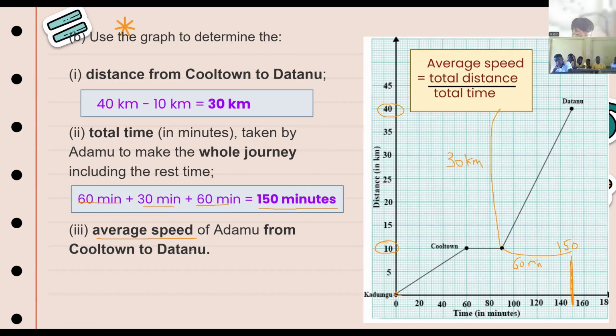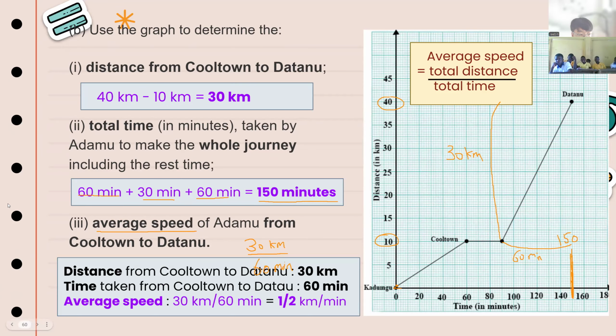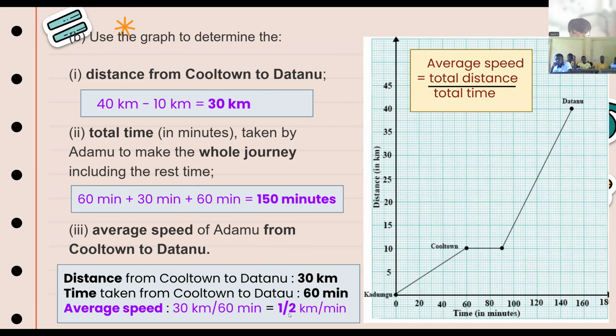So speed is distance over time, right? So it'll be 30 kilometers over 60 minutes. And that would be 1 over 2, or half a kilometer per minute. That will be the average speed from Cool Town to Datanu.